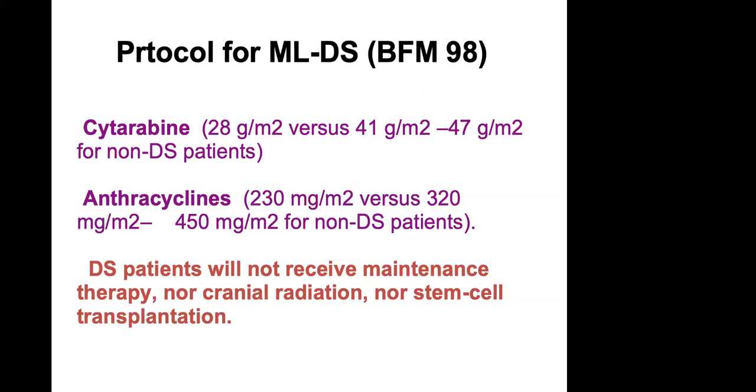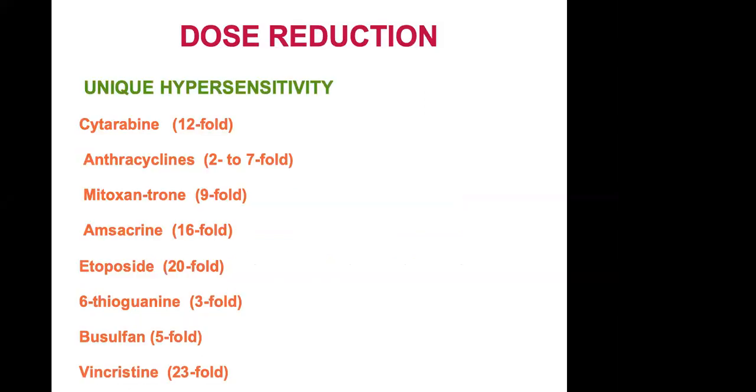So the Down syndrome patient will not receive maintenance. In BFM 98, the maintenance is there. Other protocols don't have maintenance therapy, but they say in Down syndrome especially, don't give maintenance. No need for cranial radiation, no stem cell transplant. We will see what good results there are. So why are we reducing the dose?